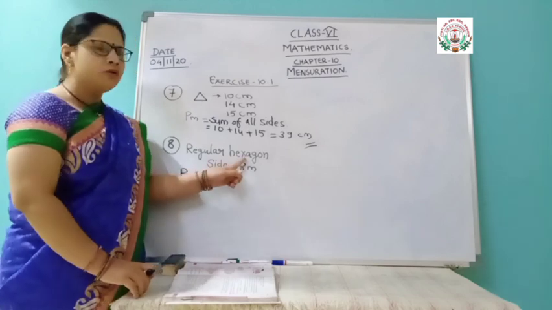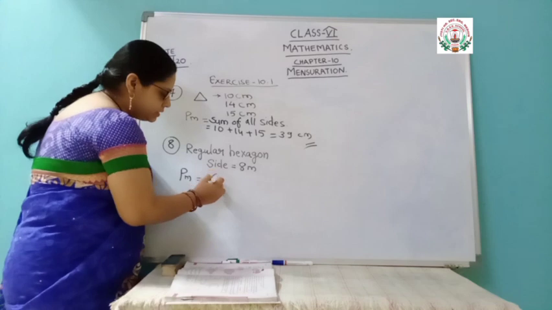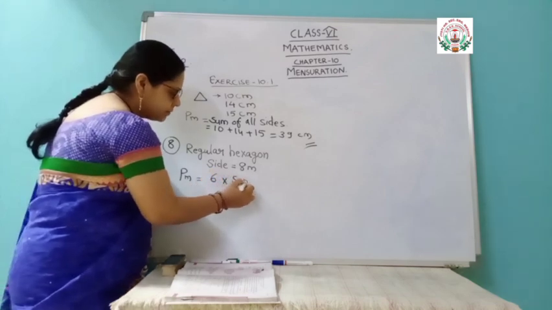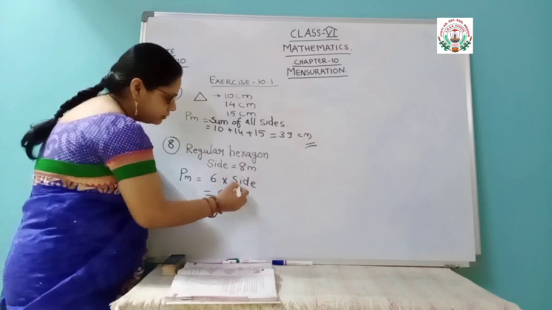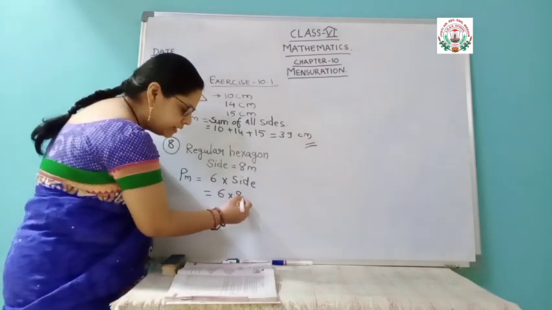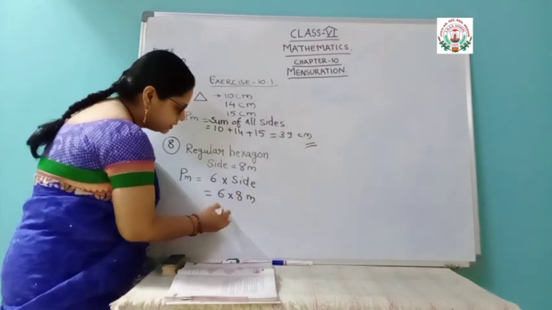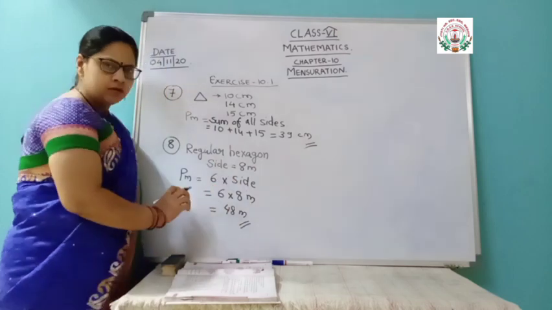So hexagon, you have to use the formula for perimeter. So formula for perimeter is 6 into side. That is 6 into side, the side is 8, and here the unit is given meter. So meter. 6 8s are 48 meter. So this much. Completed here.